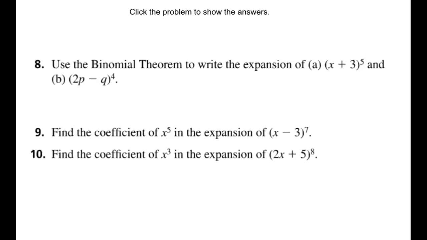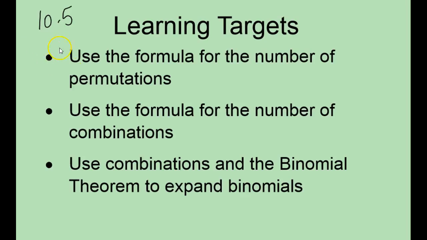So now let's look back at our learning targets. First, we had to use the formula for the number of permutations, which we have done, and we realize that permutations are something where order matters. This is where we have something first, second, third. We want to put things in different order on our bookshelf, those kinds of things. Order matters for this permutation.